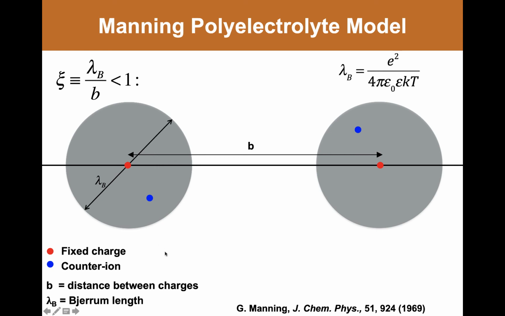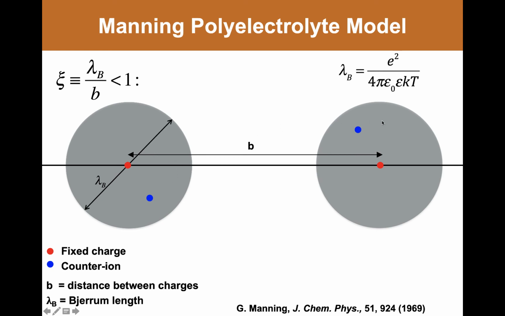And at some distance of separation, if the counterion gets very close to this fixed charge, the counterion will be trapped. It can't diffuse away from that fixed charge. It doesn't have the thermal energy to diffuse out of the region of electrostatic influence of that fixed charge. The Bjerrum length sets that sphere of electrostatic influence of a central fixed charge, and any counterion that's within that Bjerrum length doesn't have enough thermal energy to diffuse away.